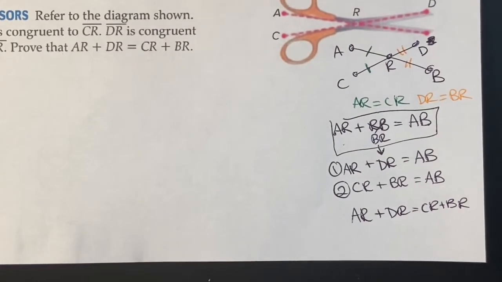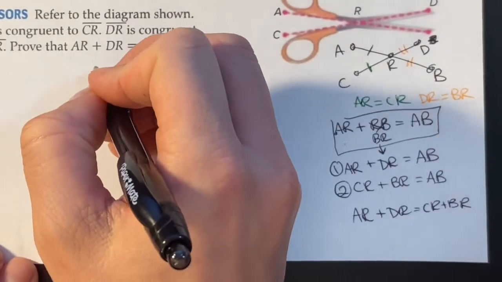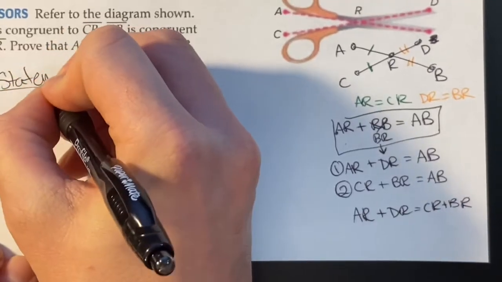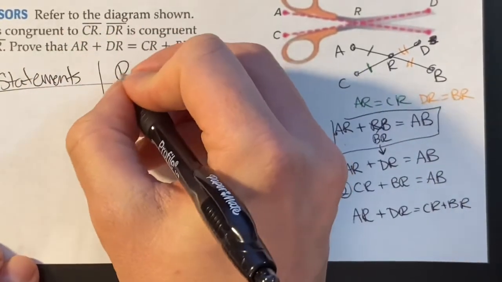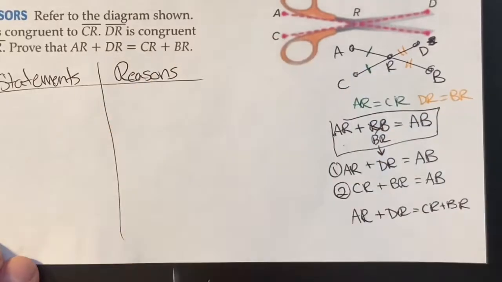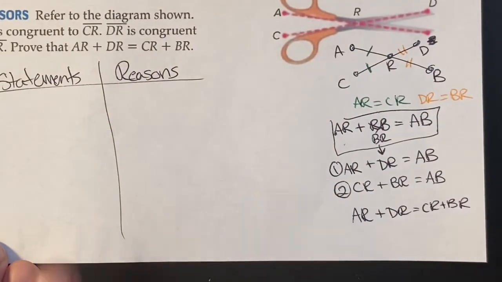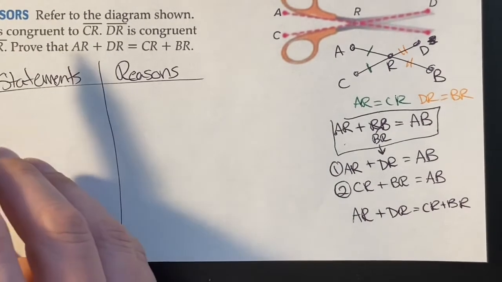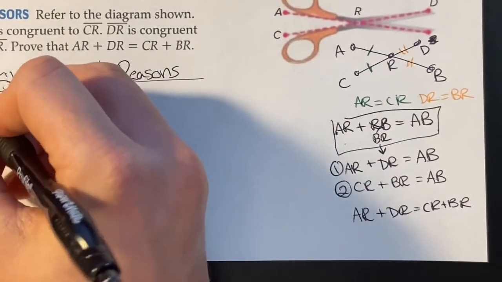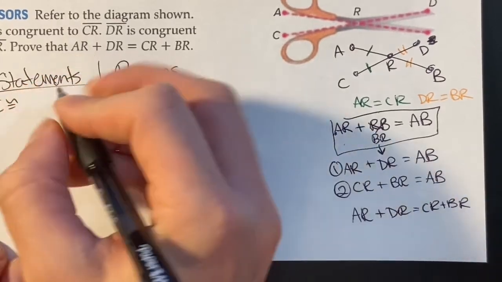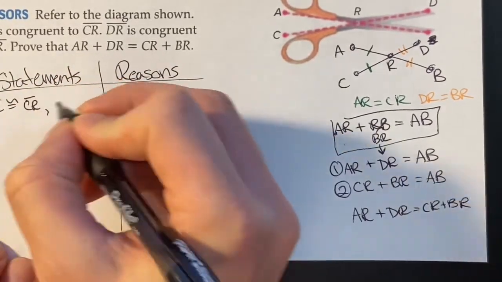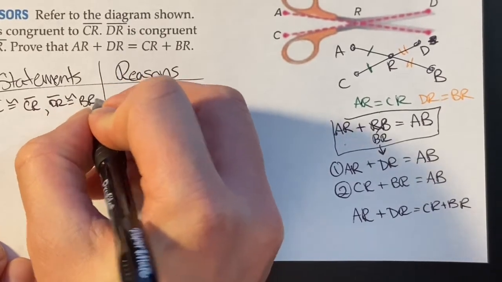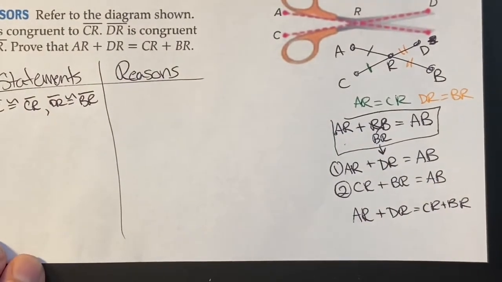Okay, so that's kind of rough, but let's write it out. I have my statements. I have my reasons. My given, always start out with the given, is going to be AR is congruent to CR. Also, DR is congruent to BR. And that's my given.